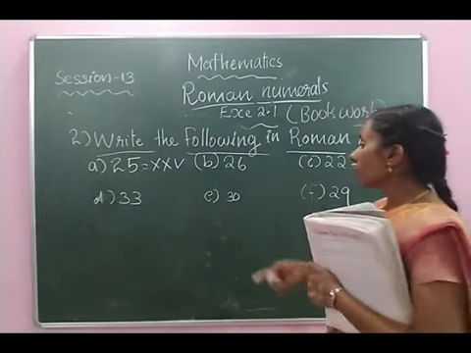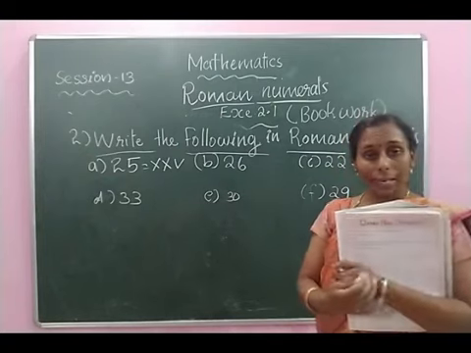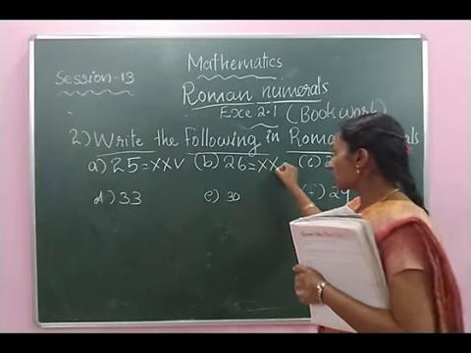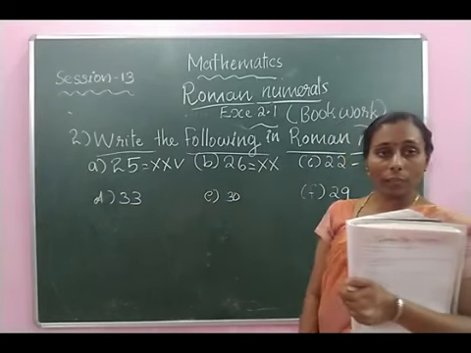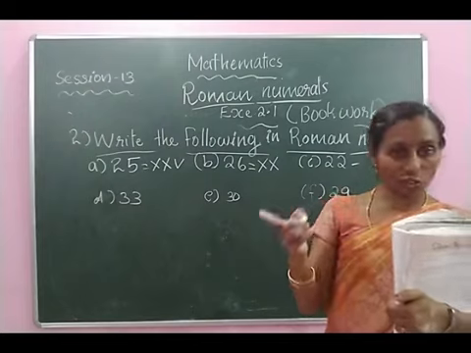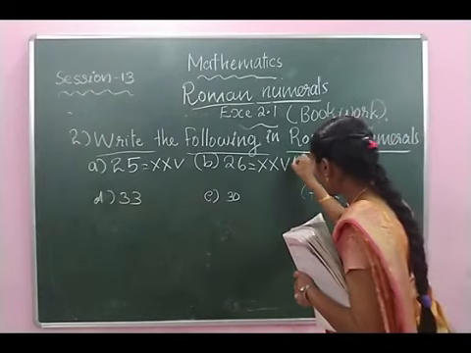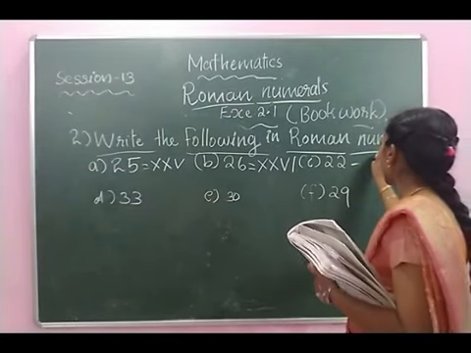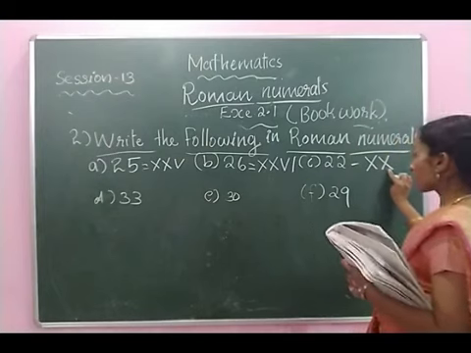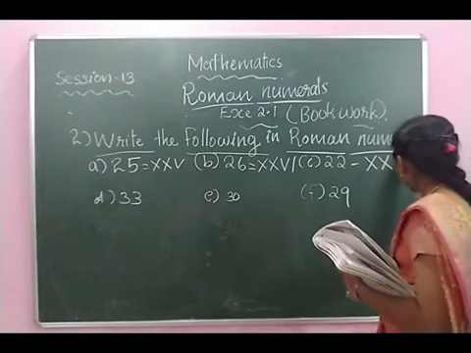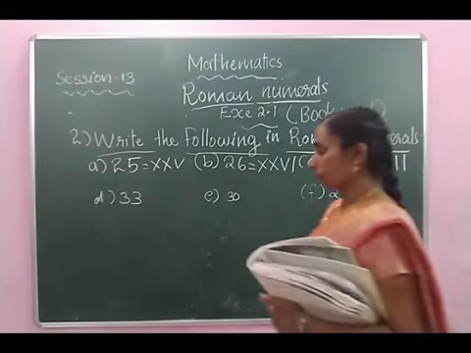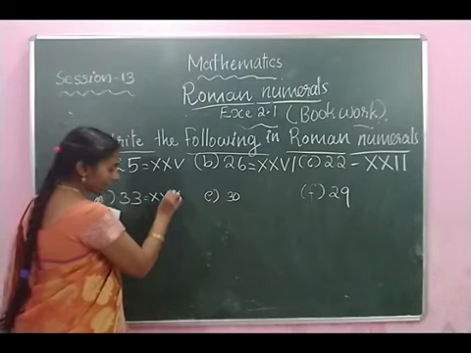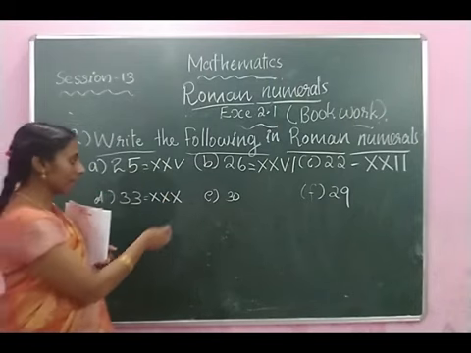XXV. Here also, tens and ones. How many tens? 2 tens. So XX, and 6. 6 how can we write? 5 plus 1. Here 6, so 26 is XXVI. Then 22 how can we write? XX means 20, II means 2. 22. Then 33. XXX, 30.